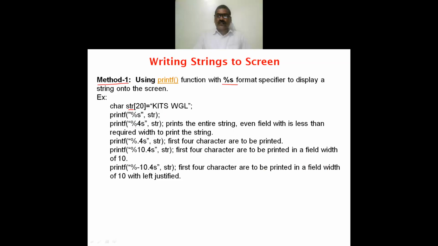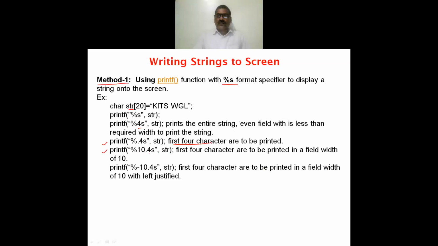Then I am giving printf percentage 4s comma str. So I am using a width here, but the width specified is smaller than the required number of character width for displaying this string. So what happens here is that it prints the entire string even though the field width is lesser than the required width to print the string. Fine. Then in this another printf we are making use of dot 4s. That means the first four characters are to be printed.